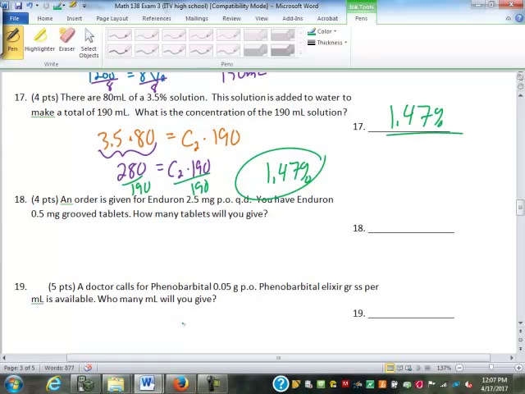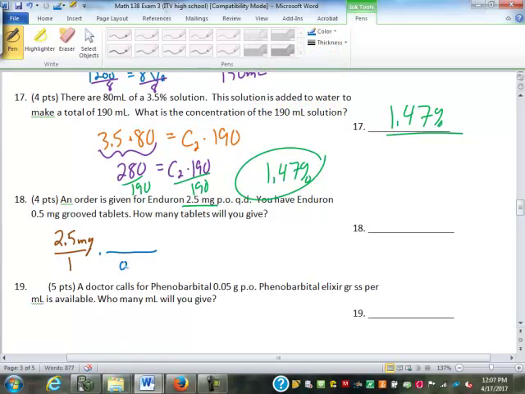An order is given for Enduron 2.5 milligrams by mouth daily. Or sorry, QD is 4 days. 4 a day. You have Enduron 0.5 milligram tablets. How many tablets will you give? So your order is 2.5 milligrams. Put it over 1.